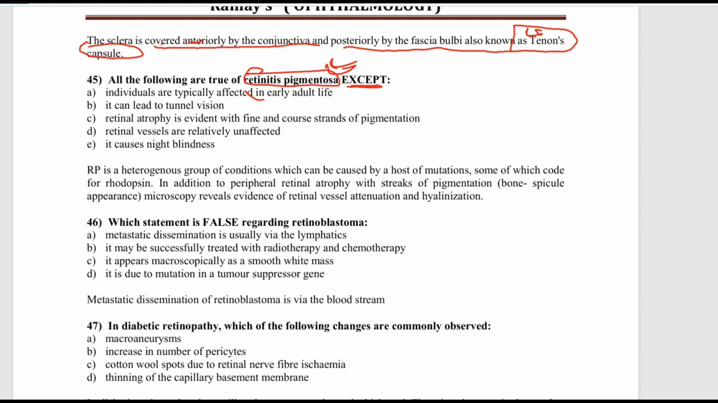So the correct option here is retinal vessels are relatively unaffected. No, retinal vessels are affected. So what is RP? It is a heterogeneous group of conditions which can be caused by a host of mutations, some of which code for rhodopsin. This is very important: the most important gene responsible for retinitis pigmentosa is the one that codes for rhodopsin. In addition to the peripheral retinal atrophy with streaks of pigmentation, there is peripheral retinal atrophy. That's why there is tunnel vision.